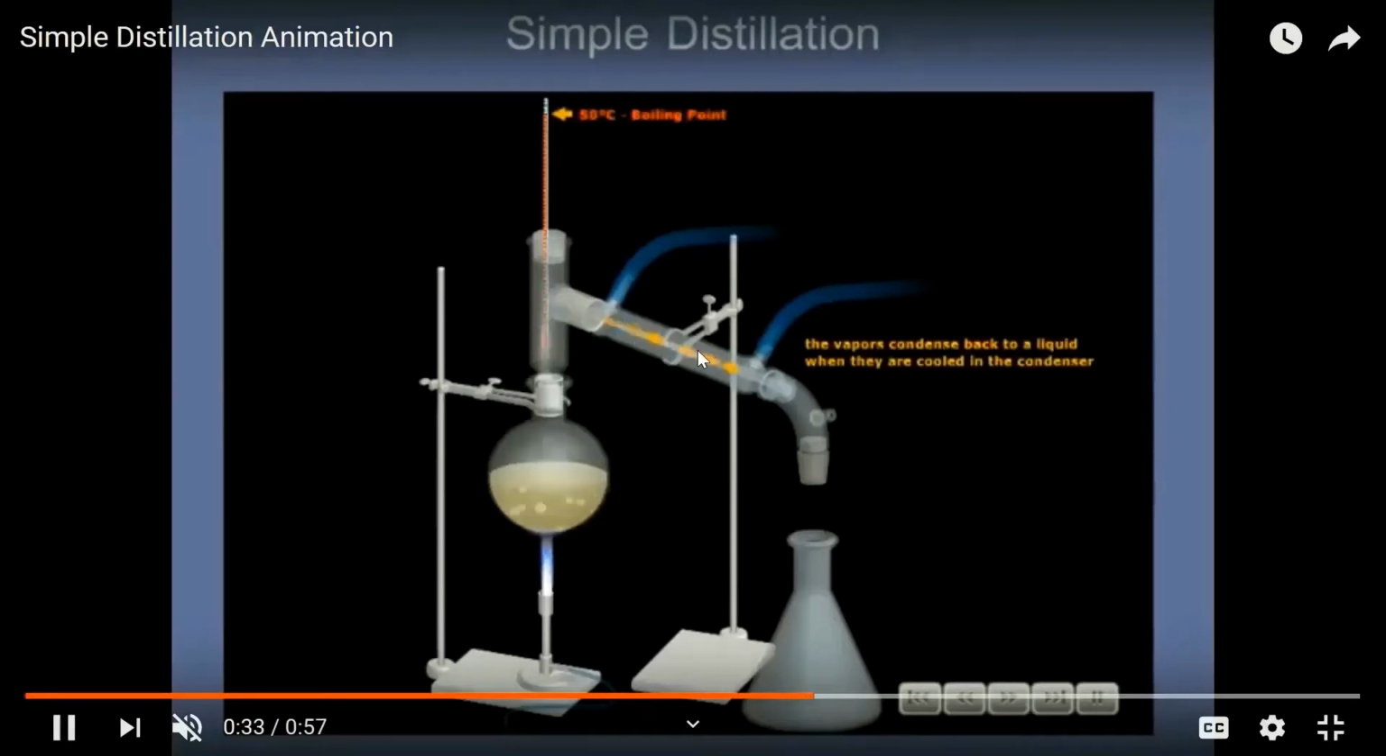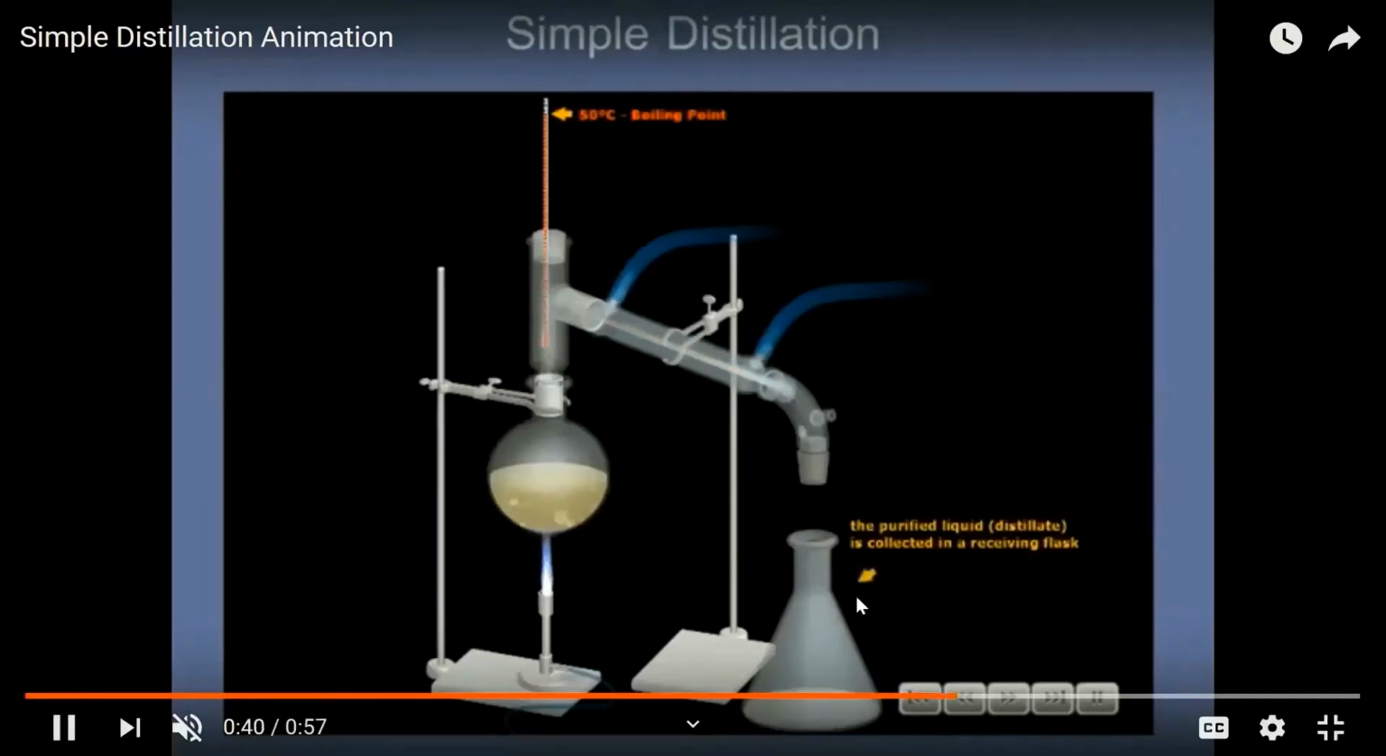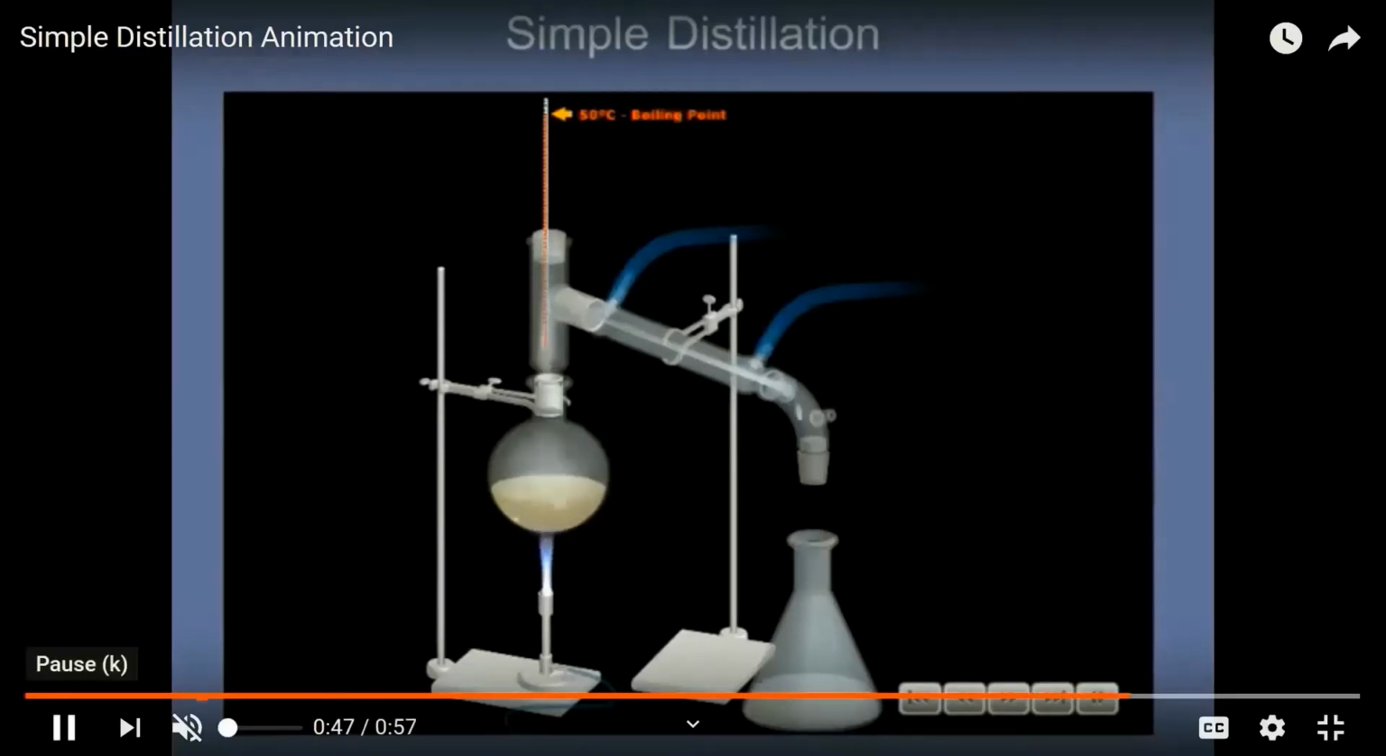Then the vapor condenses back to liquid when it is cooled in the condenser. The purified liquid is collected in the receiver. Non-volatile components remain in the flask. That's how the process works.